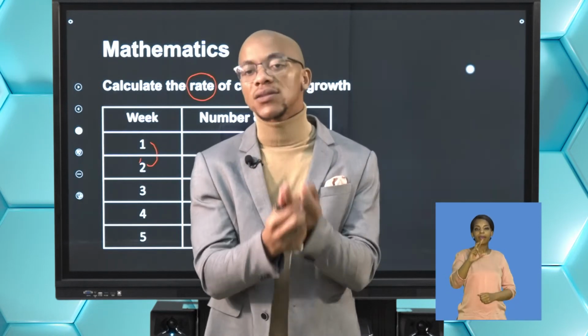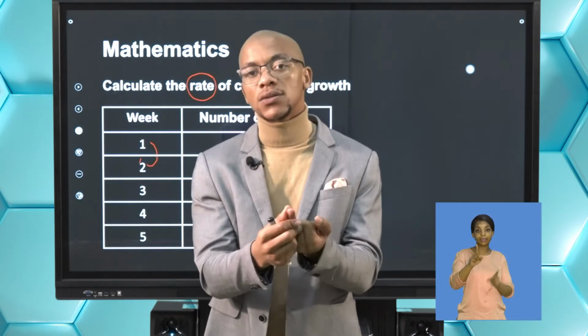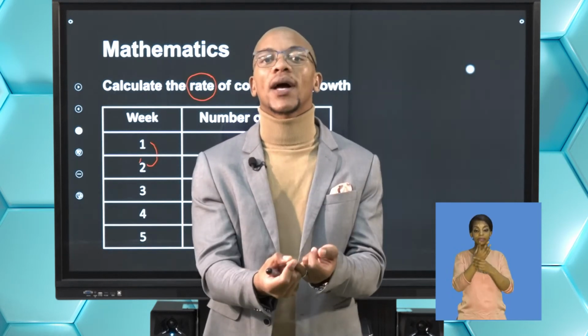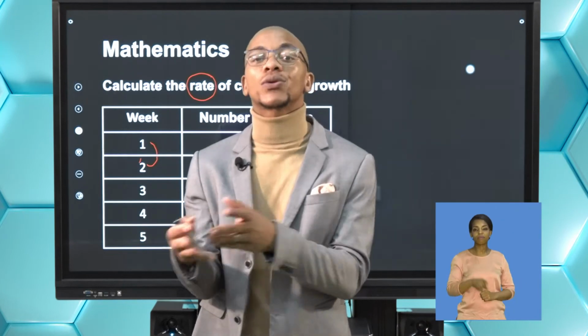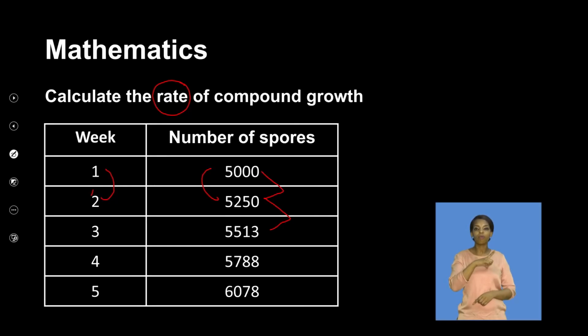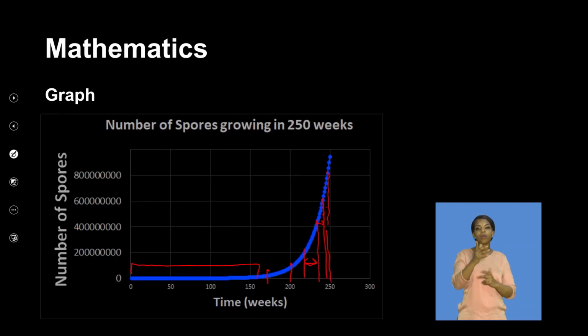Compound growth, it's not the same throughout. As it is not the same throughout, that means I do not have a gradient that will be the same throughout, because gradient needs to be the same. If we quickly go back to the table here, you can see that if I wanted to find what the gradient is, my gradient will be changing. Maybe there it will be the same, but when I get to that point, it will be a different gradient. So I can't really talk about gradient.